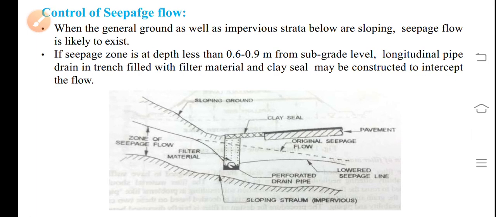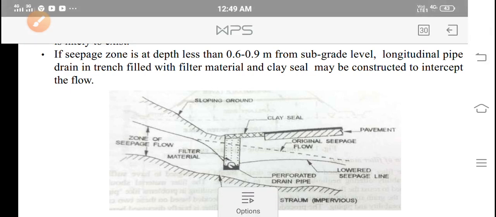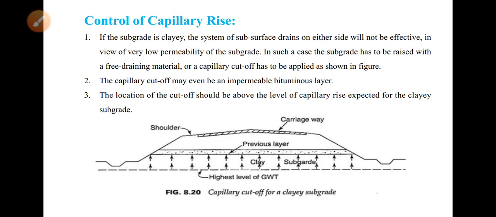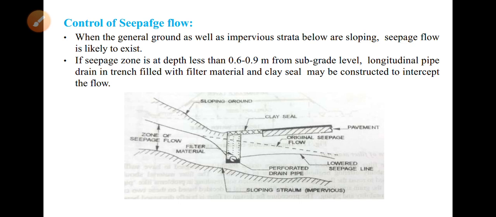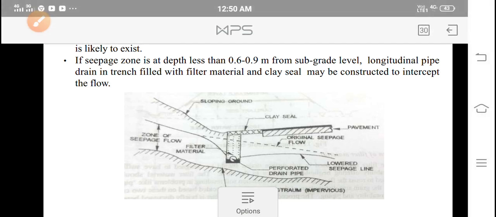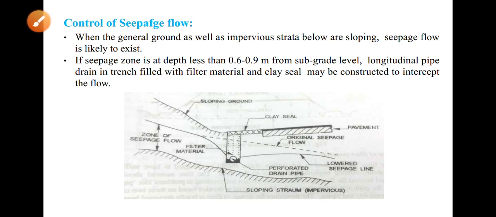Now, control of seepage flow. When the general ground as well as impervious strata below are sloping, seepage flow is likely to exist. If the seepage zone is at depth less than 0.6 to 0.9 meter from the subgrade level, a longitudinal pipe drain in a trench filled with filter material and clay seal may be constructed to intercept the flow.